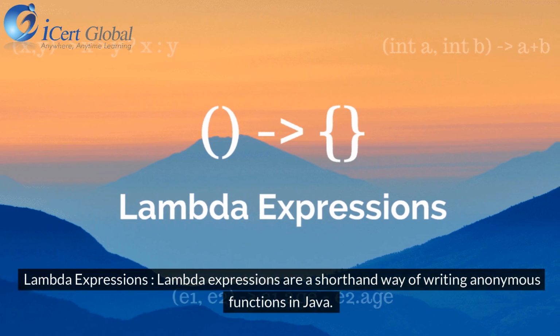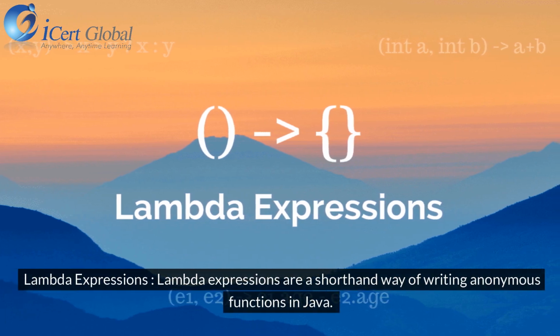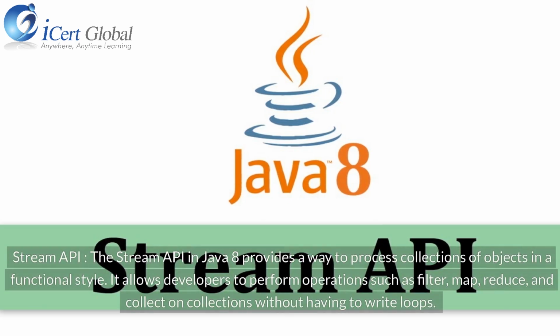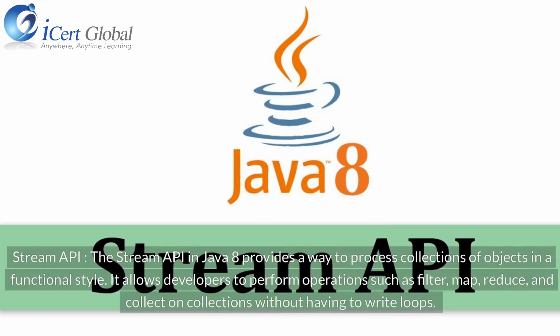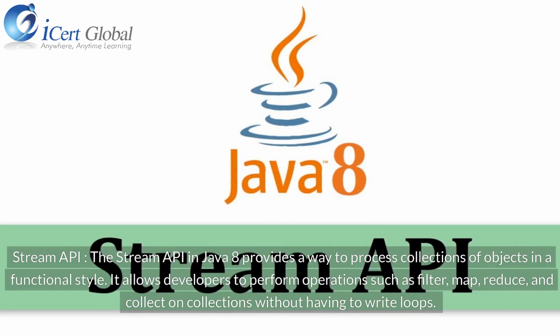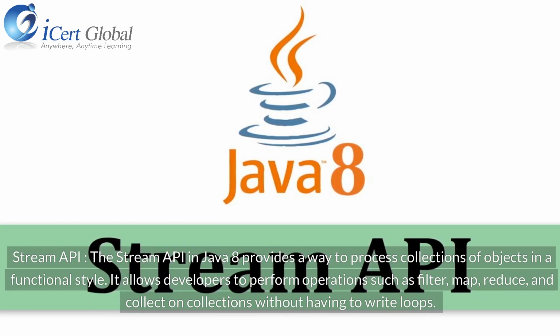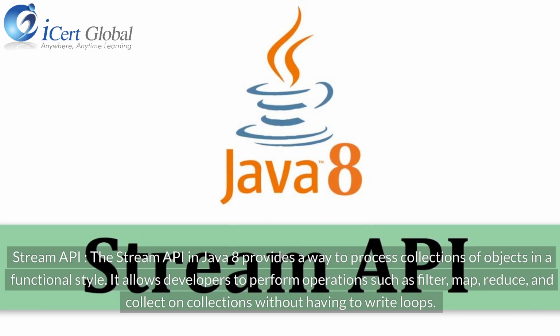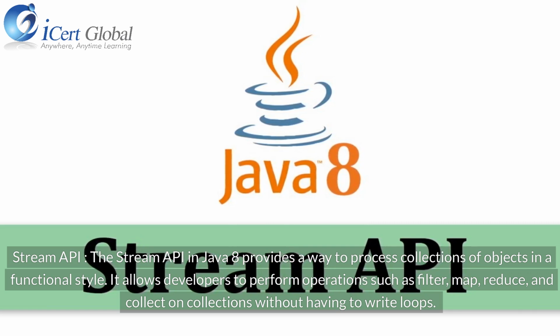Lambda Expressions. Lambda expressions are a shorthand way of writing anonymous functions in Java. Stream API. The Stream API in Java 8 provides a way to process collections of objects in a functional style. It allows developers to perform operations such as filter, map, reduce, and collect on collections without having to write loops.